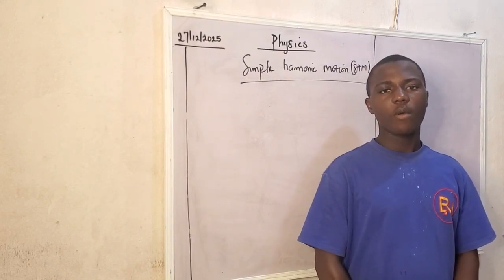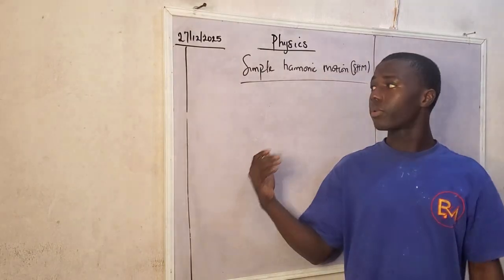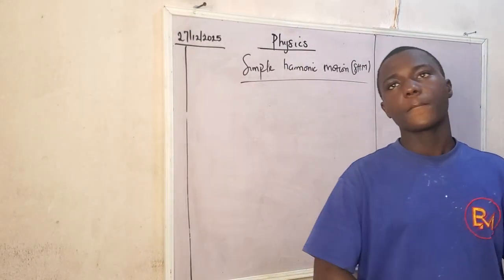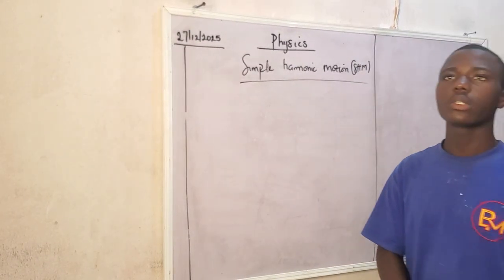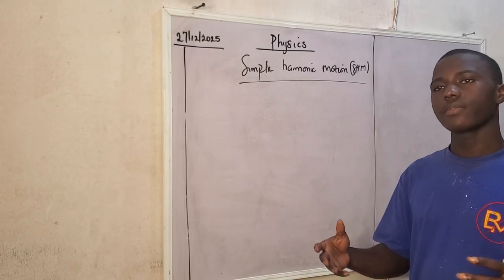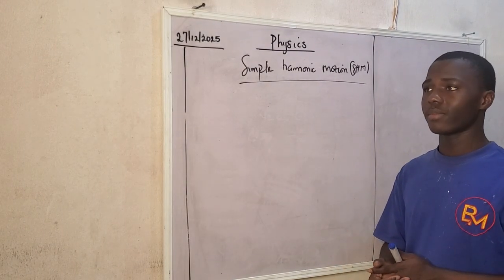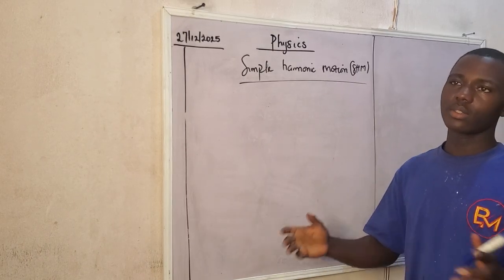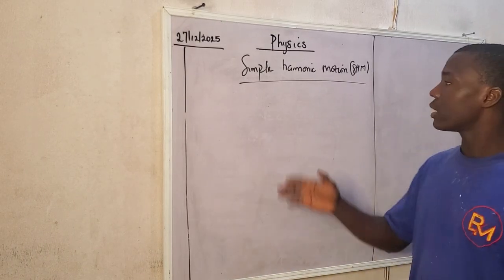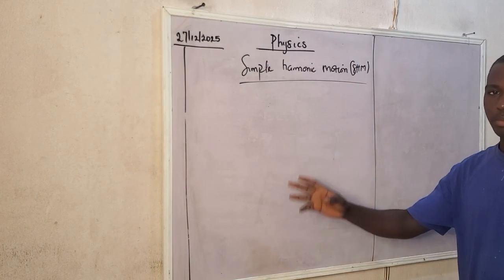In today's class, we are going to be doing simple harmonic motion. I'm going to take its definition, and I'm going to be doing some proofs, maybe a proof of the maximum velocity, linear velocity, acceleration, and all of that. But first off, let's take the definition of simple harmonic motion.